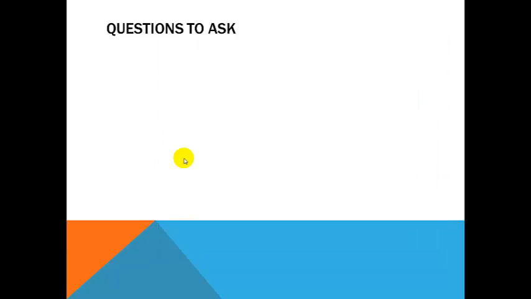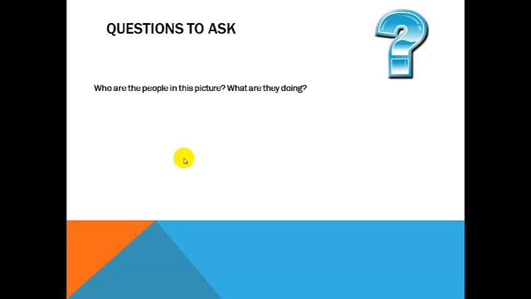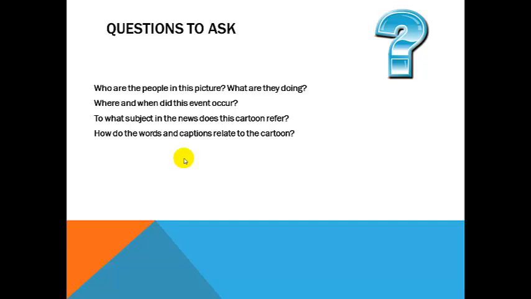In addition to the clues, there are key questions that you can ask yourself. One of the first ones is, who are the people in the picture, and what are they doing? Where and when did the event occur? Look for clues in the picture. What subject or history is the cartoon referring to? How are the words and captions used? How are they relating? What techniques are used? And these techniques are those key clues that we just looked at in the previous slides.